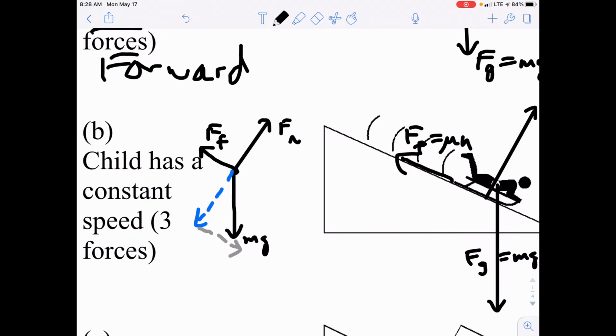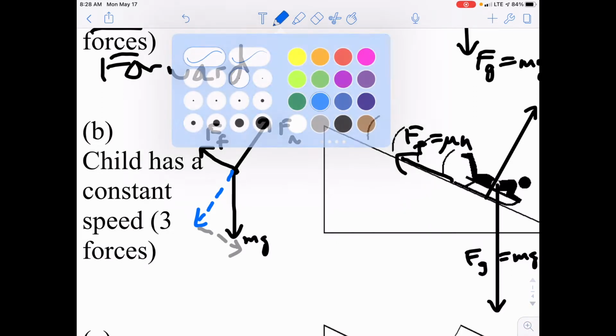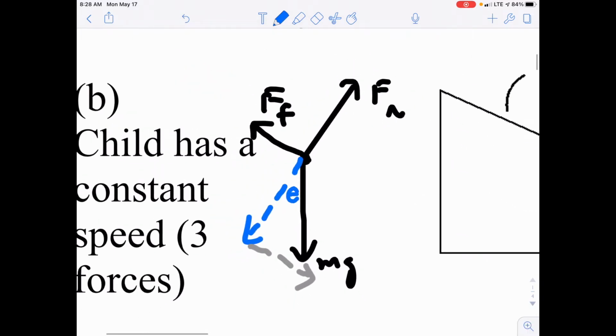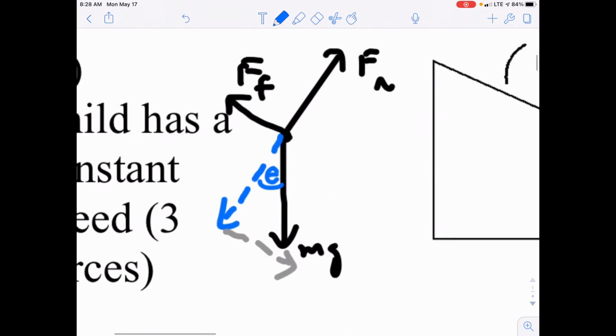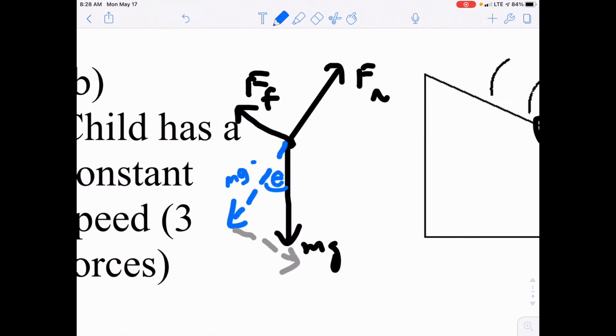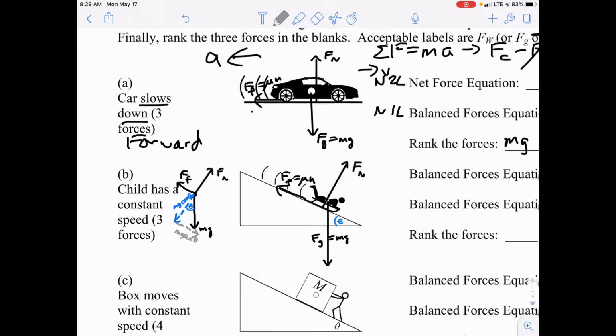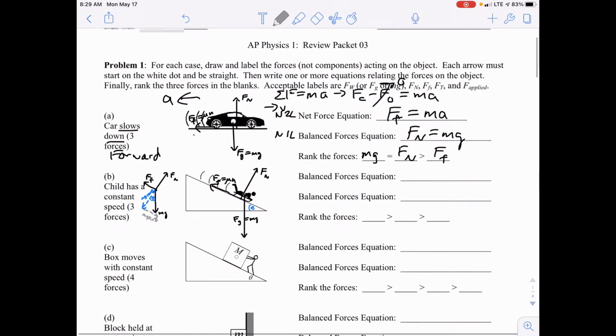Okay, now why am I drawing this? Well, this angle here is the same as the angle of the hill. This would be mg times the cosine of the angle. The force pointing downhill would be mg times the sine of the angle. This is what we need to be able to answer these questions here.